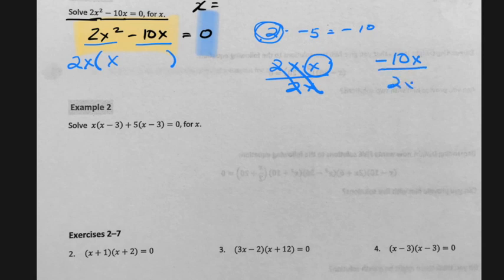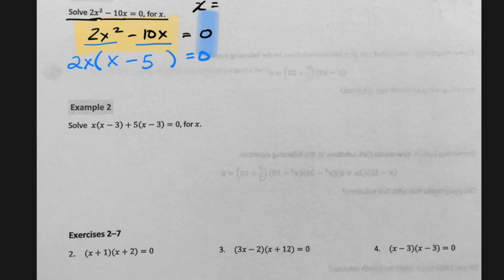And then I'm going to grab my next term, which is a negative 10x. Also divide that by 2x. And I'm going to have a negative 5 here. x divided by x is 1. So I've rewritten this expression in terms of multiplication. Now I'm going to go ahead and solve for x.